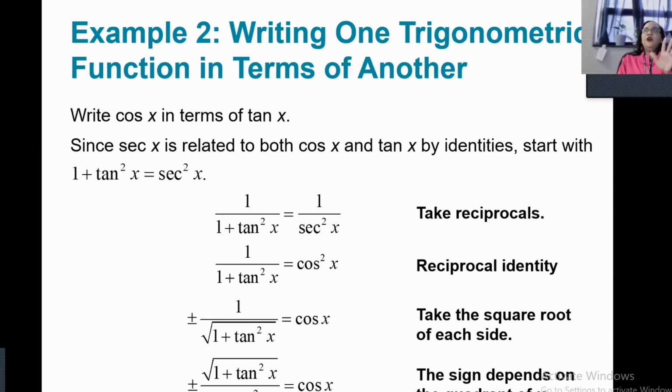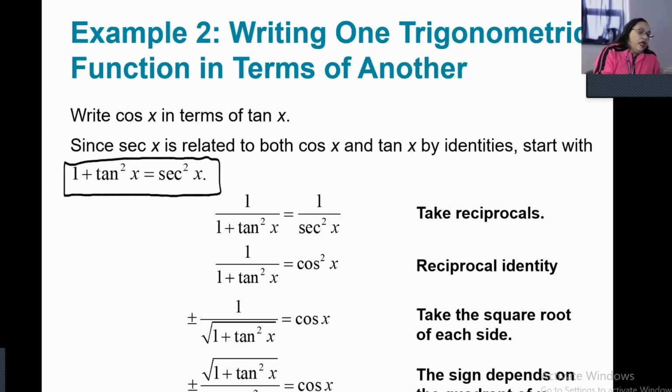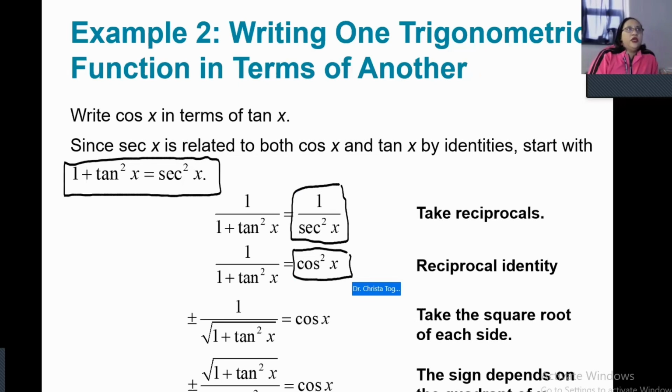Okay. Just let me know if you can see that. Are you able to see that? And you can tell me, because they're not easy to see at first. So what they're trying to get you to see is that 1 over 1 plus tangent squared x is equal to 1 over secant squared x because of this right here. Okay. And then they're showing you that this is actually equal to cosine squared x. Okay. So those two are equal.